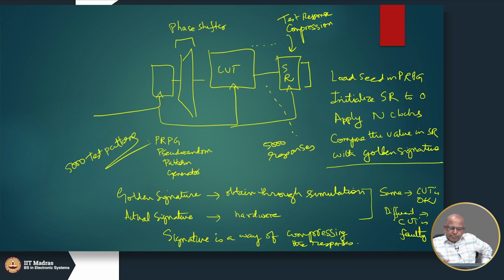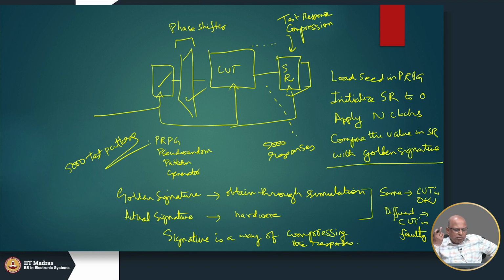In the same way, in the built-in self-test, the PRPG is easy to build, the phase shifter is easy to build, and the signature register is also easy to build. All we have to do is simulate the good circuit and find out the golden signature, and then have a way to compare the golden signature with the actual signature.